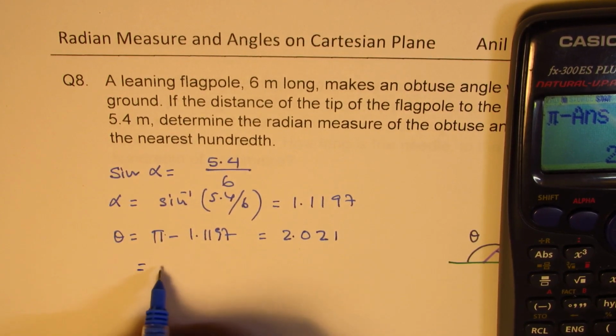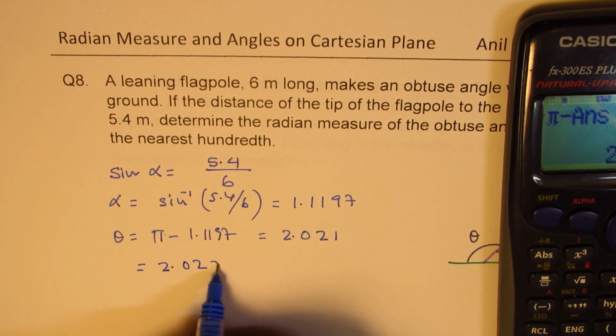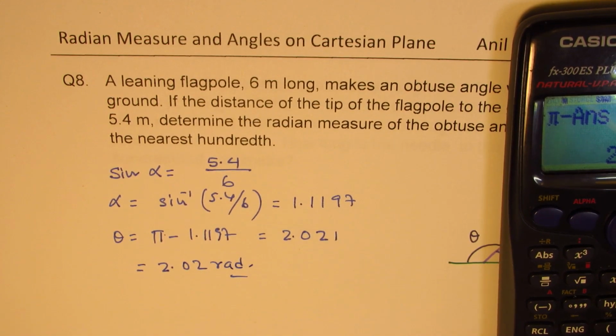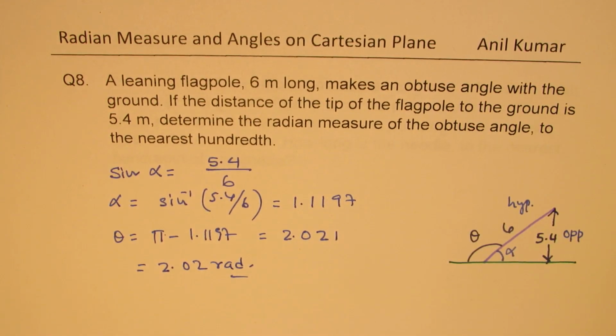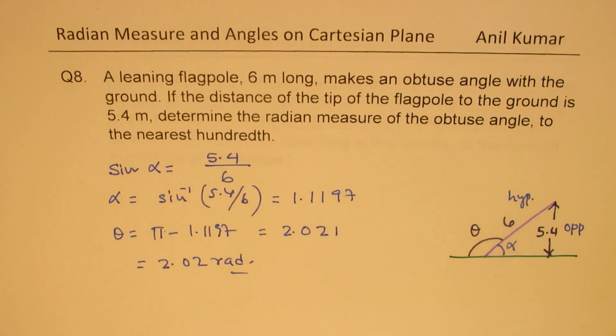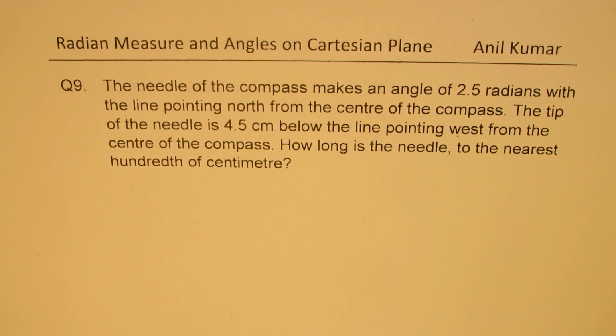Rounding to hundreds gives the angle as 2.02 radians. So that is the answer for question number 8. So let's take question number 9 now. I'd like you to pause the video. It's a good question. Try to sketch and then find the answer and then look into my suggestions.